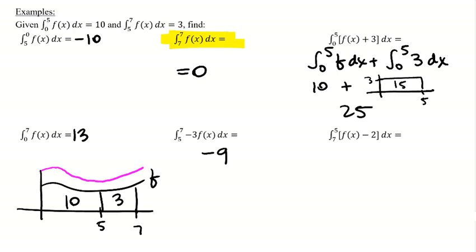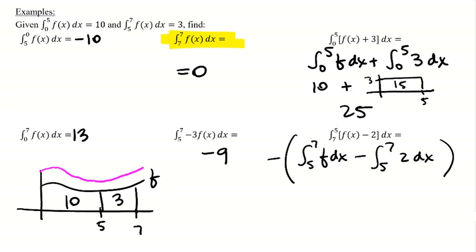Okay, what I'm going to do is find the integral from 5 to 7, but then I'm going to make it negative. So f of x minus 2 will be the negative of the integral from 5 to 7 of f minus the integral from 5 to 7 of 2. Okay, so 5 to 7 of f was 3, minus 2 times, whoops, that's not right. The integral from 5 to 7 of 2 is going to be 2 times 2, which is 4. Okay, so 3 minus 4 is negative 1, and negative of negative 1 is positive 1.